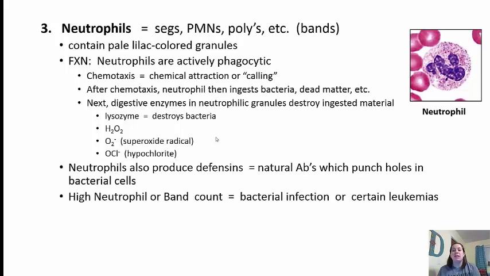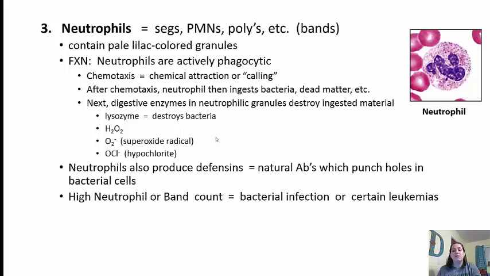Some of the examples of these chemicals that they give off is lysozyme. They're going to help destroy bacteria, especially by destroying the bacterial cell wall. H2O2 sounds very familiar if you know that this is hydrogen peroxide. So it's just like hydrogen peroxide acts. We also see that we have O2 negative. This is a superoxide, which is a radical that can destroy the invader. And then we also have OCl, which is hypochlorite. So when we look at superoxide and those hypochlorite, it's very similar to what we call household bleach. That's there to help destroy the invader.